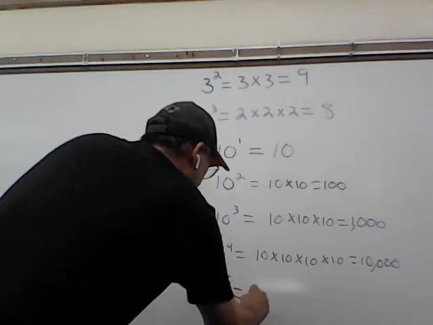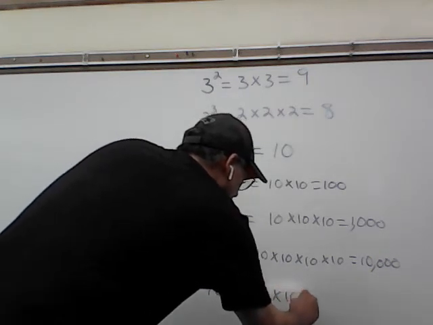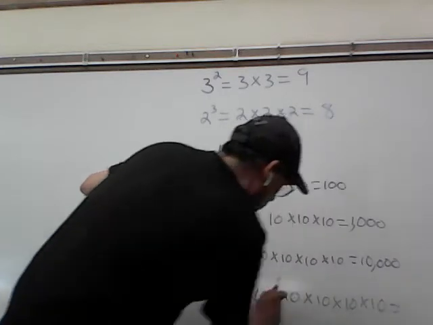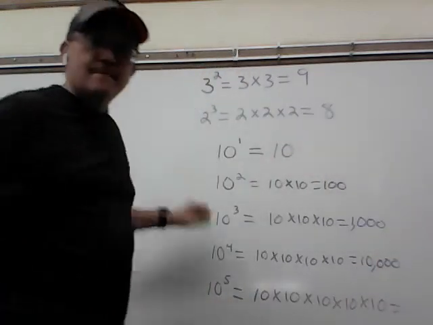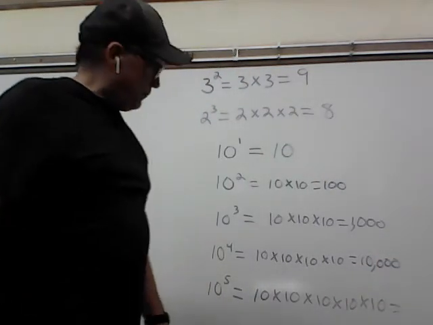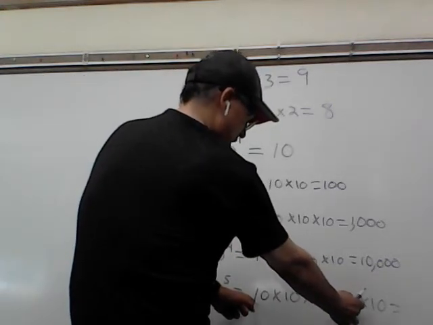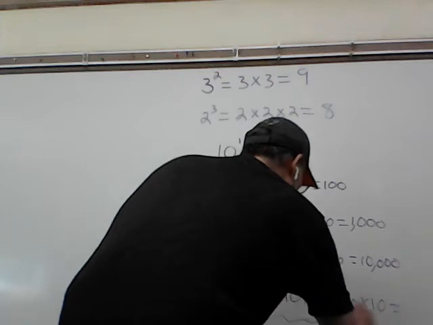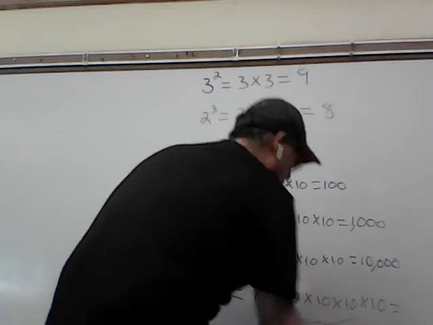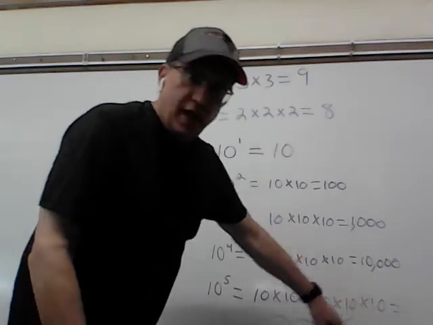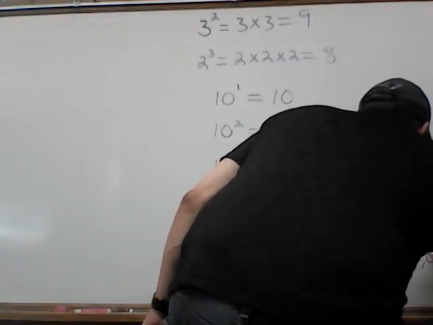10 to the 5th is 10 times 10 times 10 times 10 times 10. 1, 2, 3, 4, 5. Now, here's a little shortcut. We just found 10 to the 4th. We know that these 4 tens multiply to 10,000. Don't reinvent the wheel. Use what we just did. All right? And 10,000 times 10 is 100,000. Make sure you can see that there. 100,000.